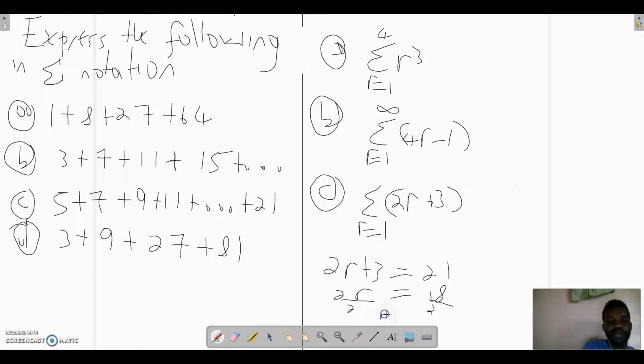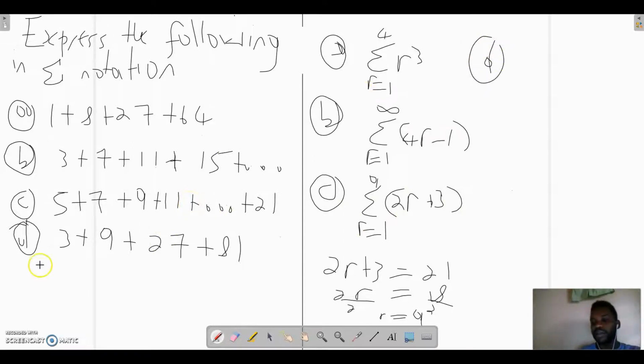R would be equal to 9. So I know that we have 9 terms overall. In fact, I know also that 21 is the 9th term. So it's the sum from r equal 1 up to 9 of 2r plus 3. And that's that. What about d?